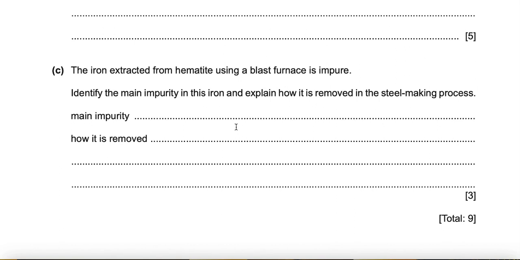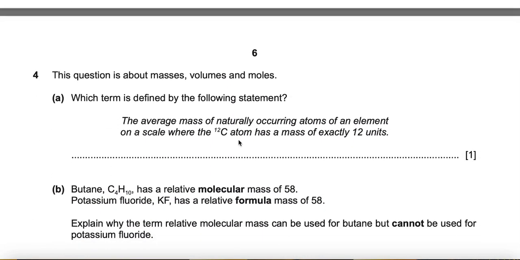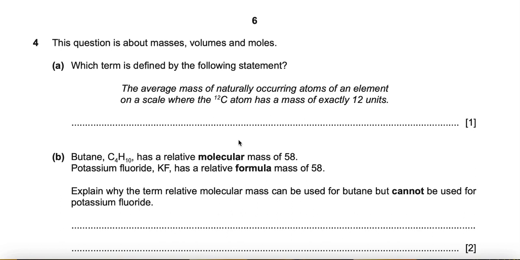How is it removed? You blow into it or you pass oxygen through the molten iron, right? You pass oxygen through it, then carbon dioxide will escape. Okay, that's how you remove it. It will react with oxygen to form carbon dioxide, which will escape from the system.